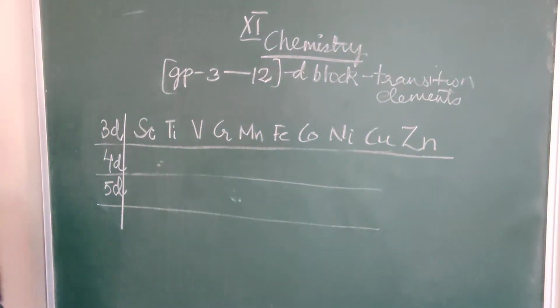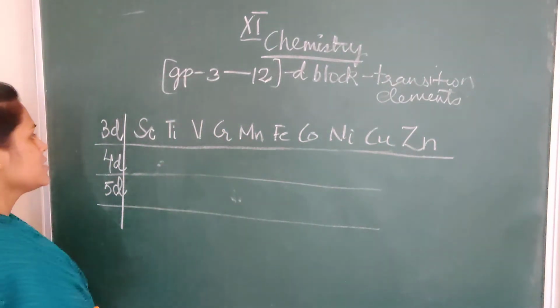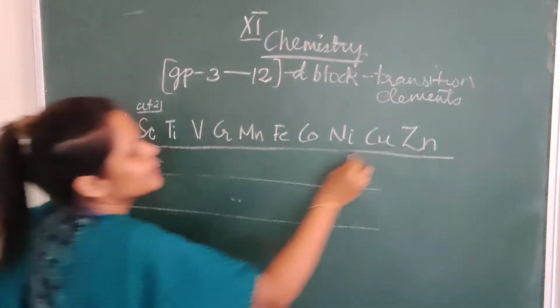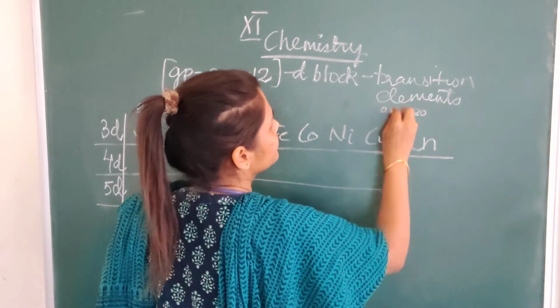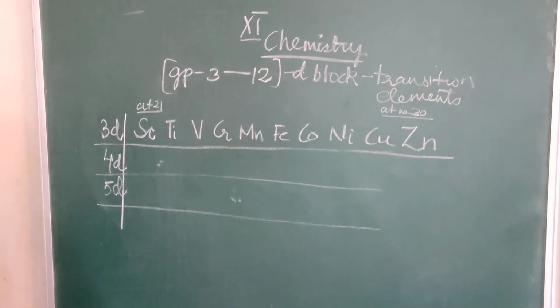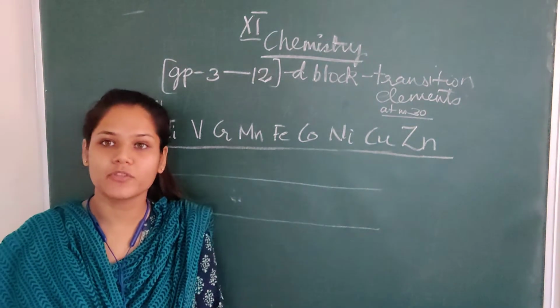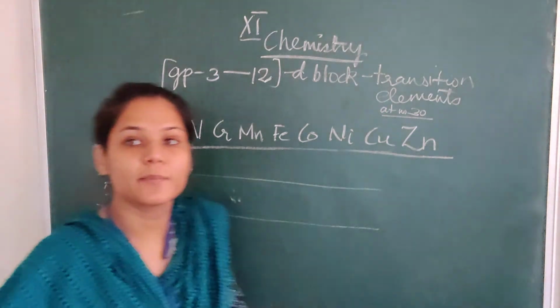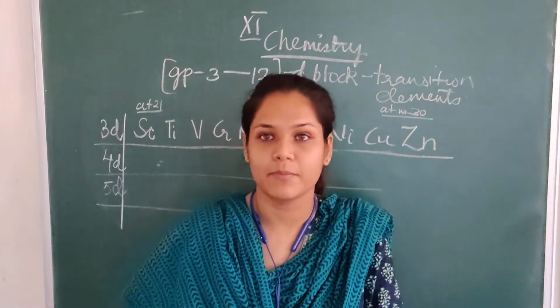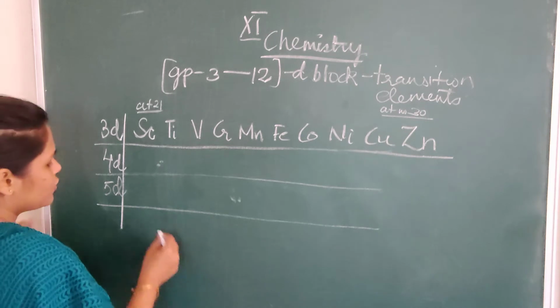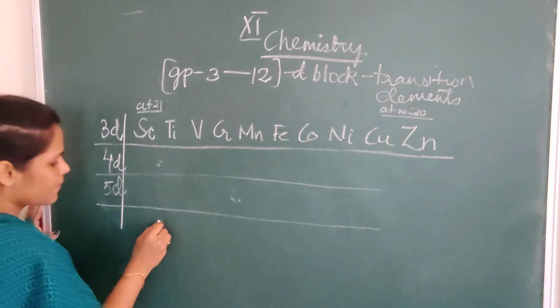So this is our 3D series, right? Atomic number starts from 21 and here it is 30. In chapter number 2, when we were discussing electronic configuration, you already learned the names of the elements. Now you should know where these are arranged in the periodic table and how to learn them, so that in one go you can learn it. So write down the mnemonic for this.